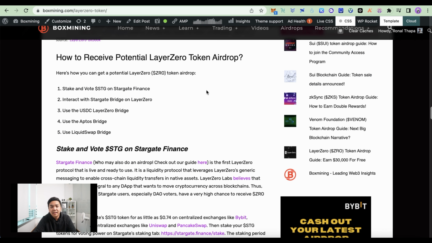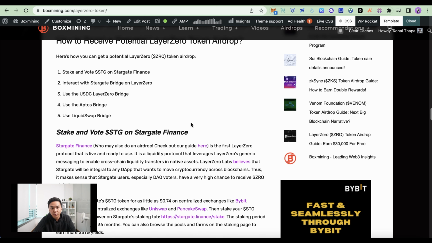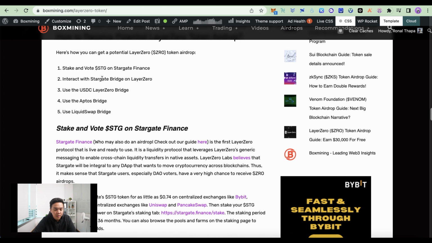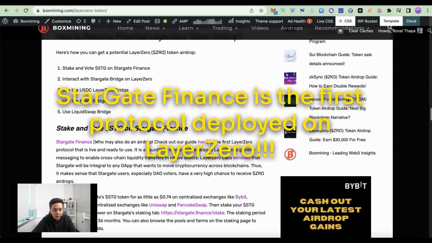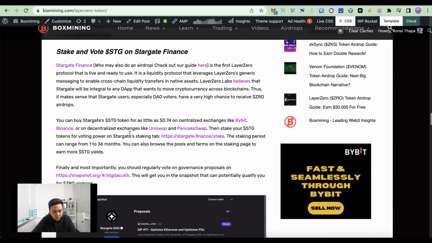Unlike ZK Sync or Starknet, LayerZero is basically an omni-chain messaging protocol. So much of the stuff that we can do to get the airdrop involves using a ton of bridges, basically. You just have to bridge from Ethereum to other networks, but this is mainnet, so you will need real ETH on your MetaMask to do so. But before we start bridging, you will need to have some STG, some Stargate Finance tokens in your MetaMask. You can get them in centralized exchanges like Bybit or Binance, or on DEXs like Uniswap and PancakeSwap.